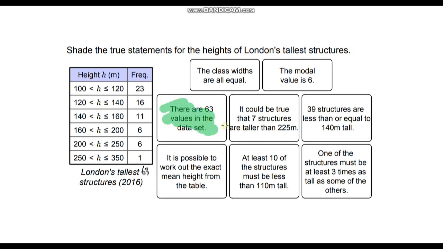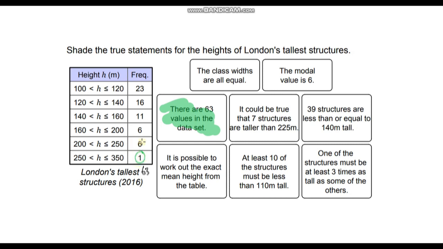So that is true. Okay, the next one, it could be true that 7 structures are taller than 225 meters. Now this one's a bit trickier because there isn't a category for 225 or greater. So if we look at this structure here, this is definitely greater than 225 because it's bigger than 250. So that one will definitely be included.